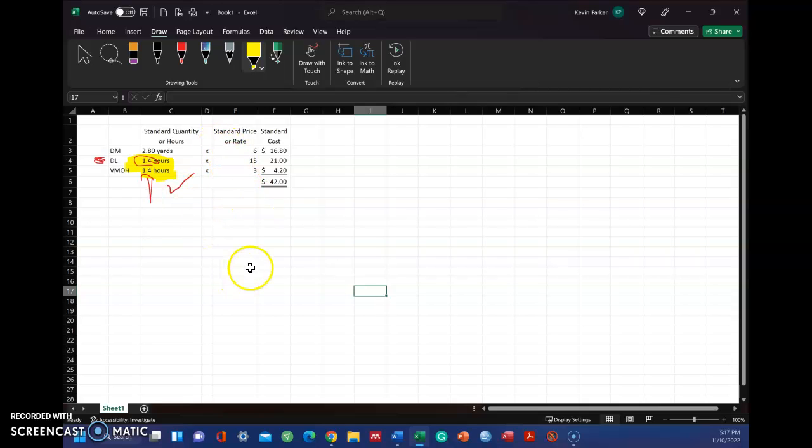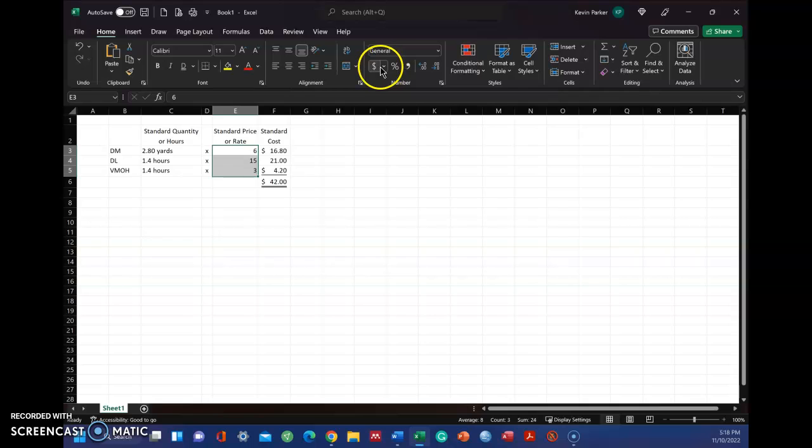All right, 6 was given. We had to calculate 15, and 3 was given. So of these 3 numbers, the only one we had to calculate was 15, as you recall. So let's clean this up. 2.8 yards times 6 is 16.80. 1.4 times 15 is 21. 1.4 times 3 is 4.20. When you add up the standard cost, you get $42.